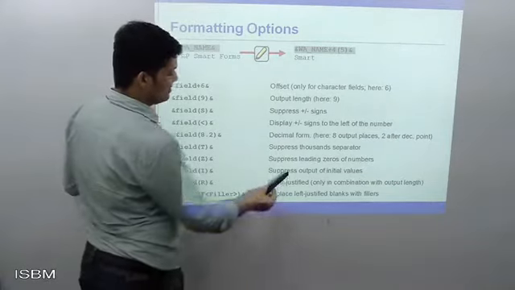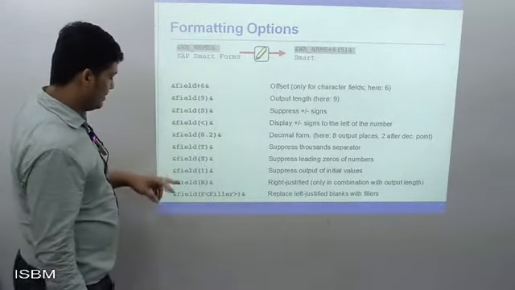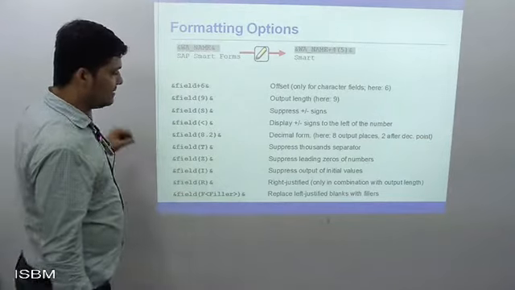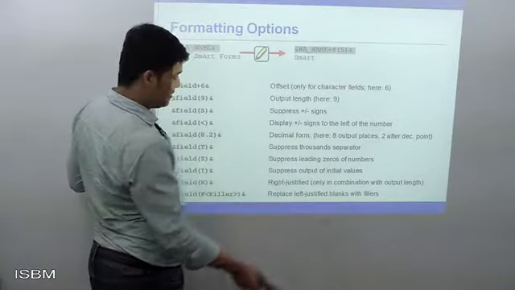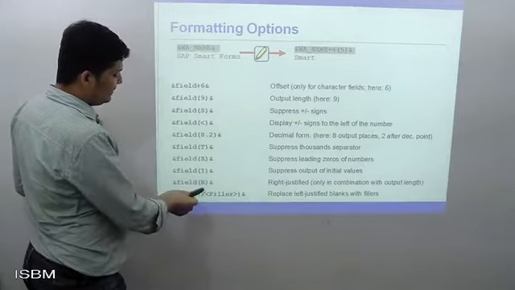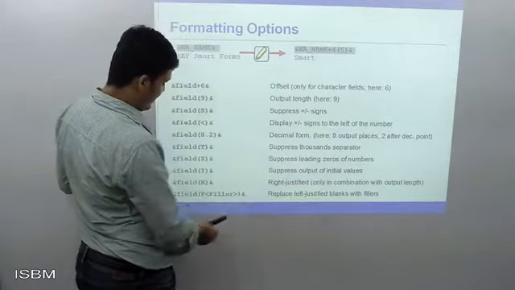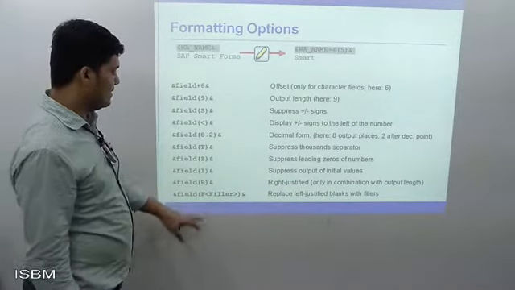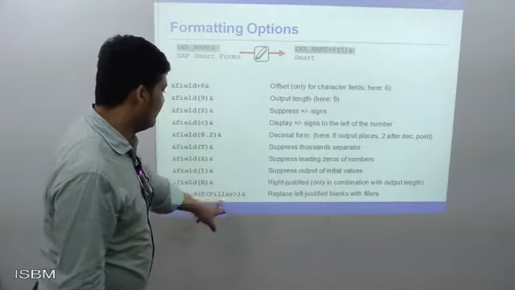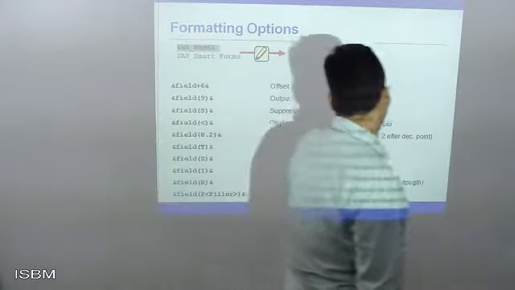Z suppresses leading zeros of a number. Field I suppresses output of the initial value. Field R is right justified, and field F is filler, which replaces left-justified blanks with filler.